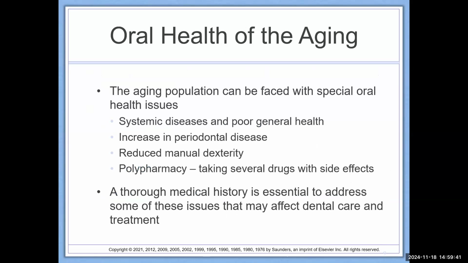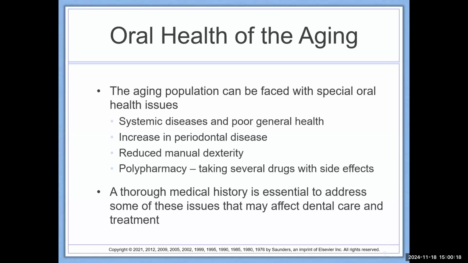Okay. The aging population can be faced with special oral health issues, systemic disease, overall poor general health. Maybe they have an increase in bone loss or an increase in periodontal disease. And maybe they have reduced manual dexterity, meaning it's hard for them to move their hands in certain ways. And that affects their oral health because then they can't carry out proper hygiene procedures on themselves. And then, of course, there's polypharmacy, where there's a whole bunch of medications they're taking and they have side effects like xerostomia or dry mouth, or maybe it causes them to shake or have tremors.